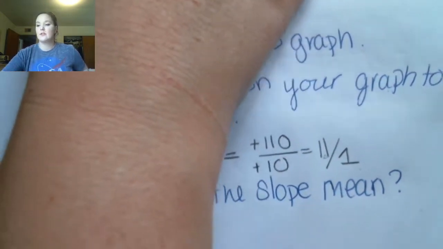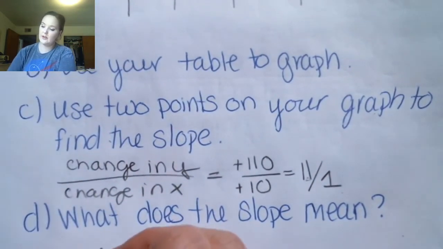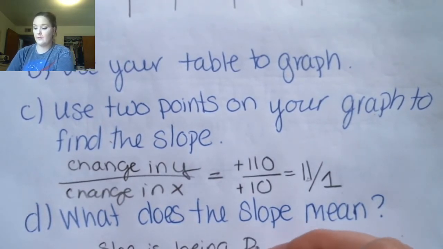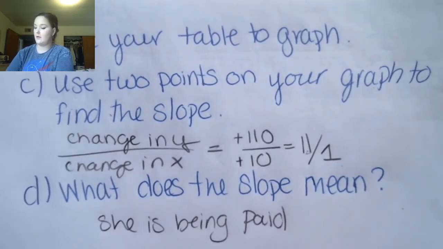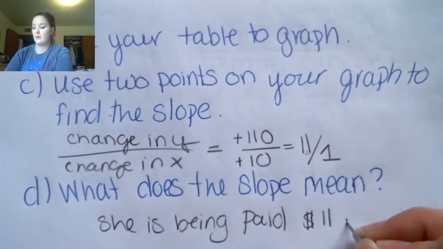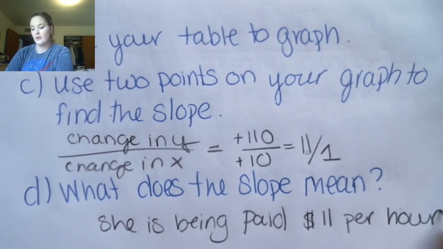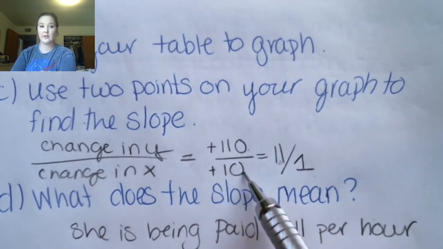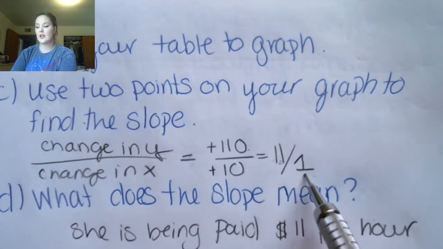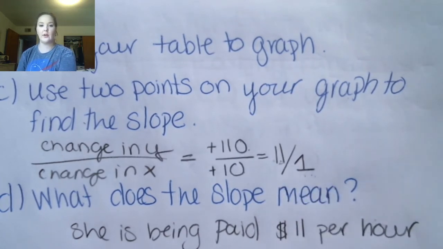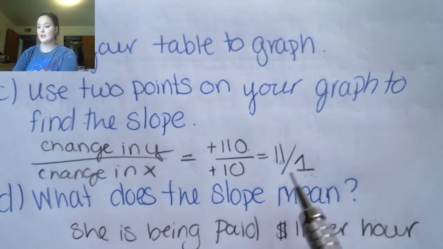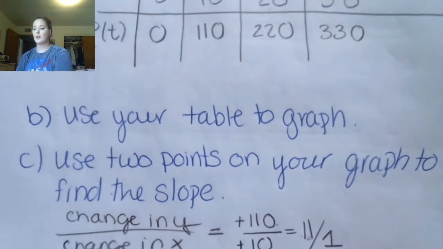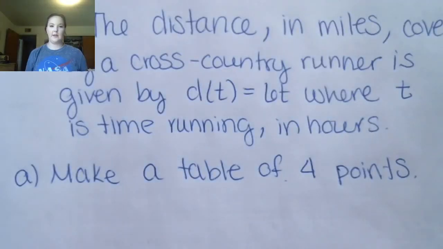So we would say, what does the slope mean? She is being paid $11 per hour. The reduced version, because you could say she's being paid $110 for every 10 hours, but the reduced version will tell you how much she's paid for every 1 hour. Her hourly rate. So she's being paid $11 per 1 hour. All right. Let's look at another example.